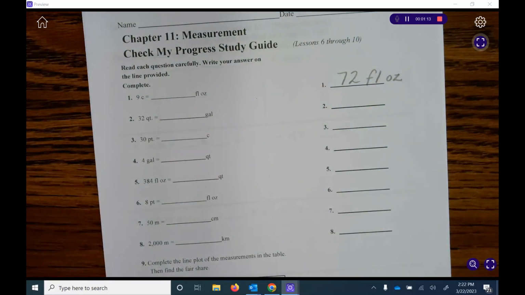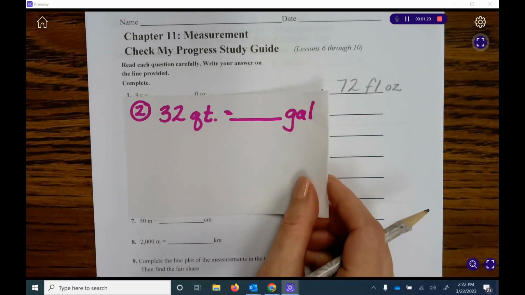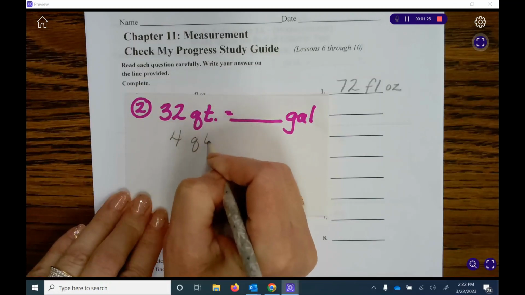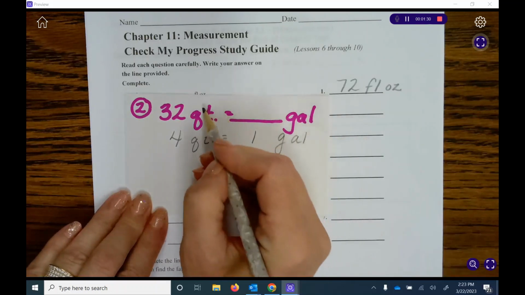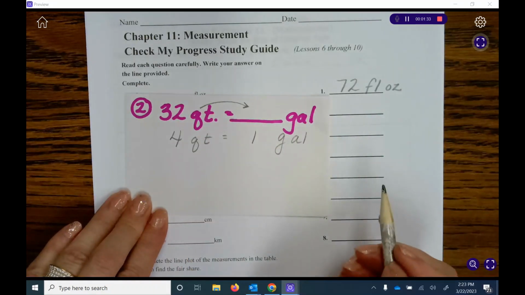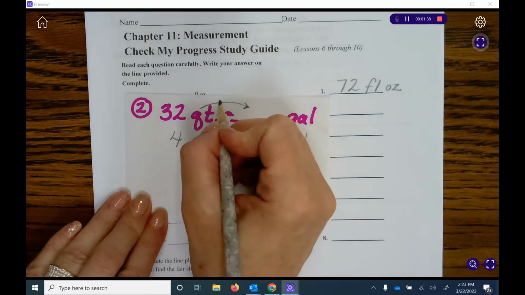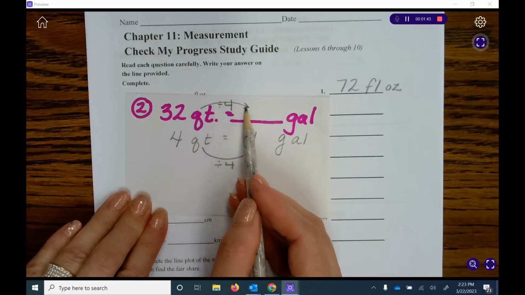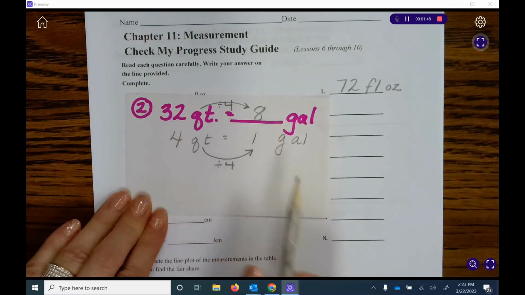Question number 2. We have 32 quarts equals how many gallons? Well, we know that 4 quarts equals 1 gallon. We're going from quarts to gallons. This means we're going to be dividing by 4. 32 divided by 4 equals 8. So 32 quarts equals 8 gallons.